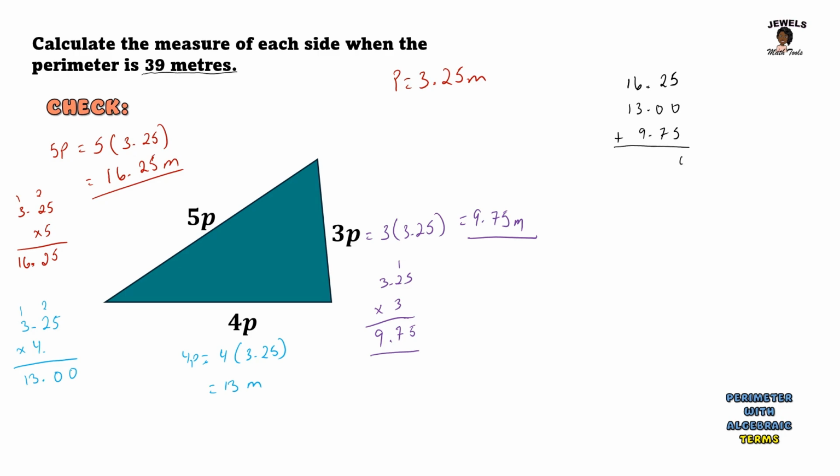So 5 plus 5 is 10. Carry our 1. So 7 plus 2 is 9. Plus 1 will give us 10. We'll put our 0. Carry the 1. 6 plus 1 is 7. 7 plus 3 is 10. 10 plus 9 is 19. Carry our 1. And we have 1, 2, 3. And we drop our decimal point down, and we see that everything does sum to 39. So that means that the solution that we got for p is indeed correct.